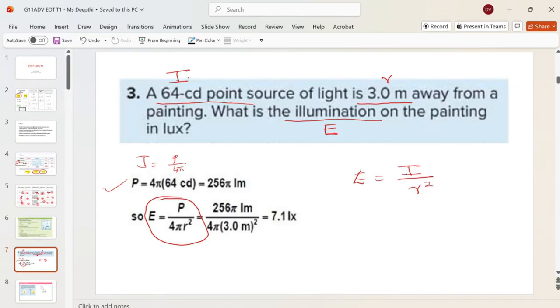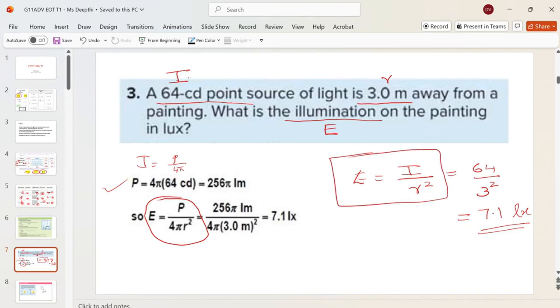I is the luminous intensity, which is in candela. So 64 by the distance, which is 3 meters. Make sure it is in meter. If it is in centimeter, divide by 100 and convert to meter. Okay, so now it's in meter. So just put 3 square. And when you plug it in the calculator, you will get 7.1. And the unit of illuminance is lux. Or you can write lumen per meter square. So this is the easiest way of solving. This is the advantage if you memorize this equation. If you want, you can take a screenshot or write it somewhere. Hope that's clear to you.